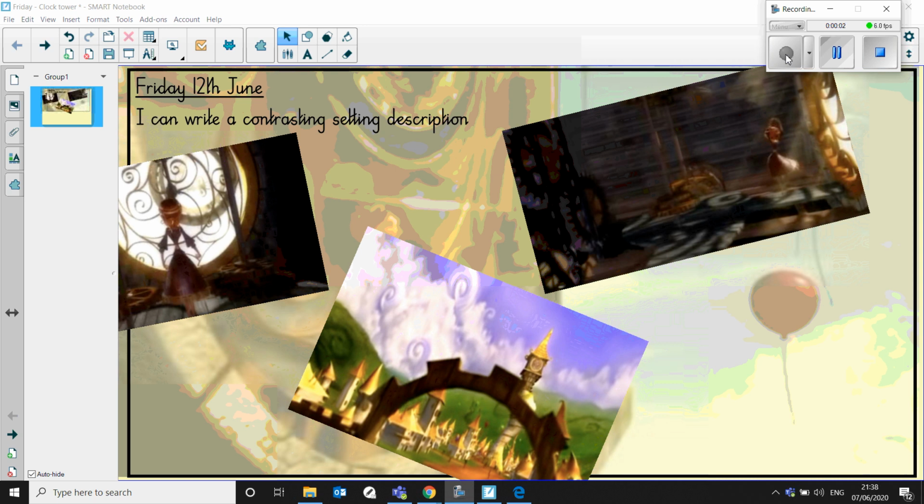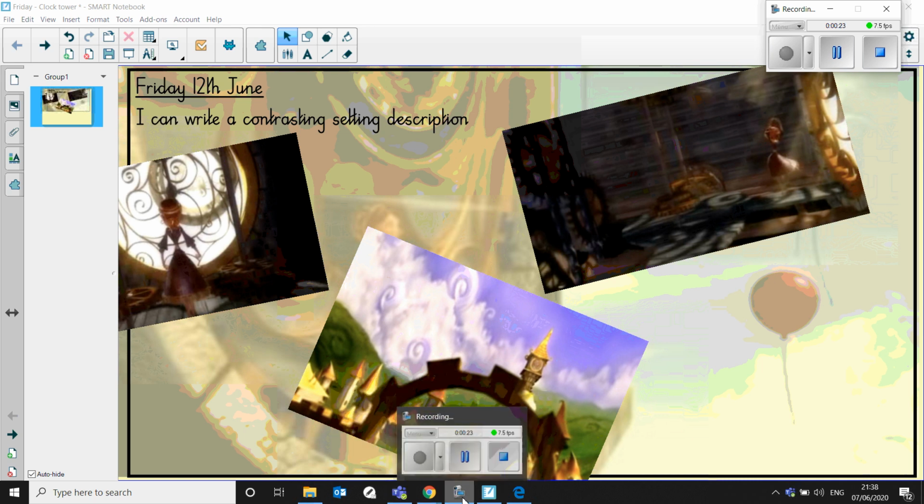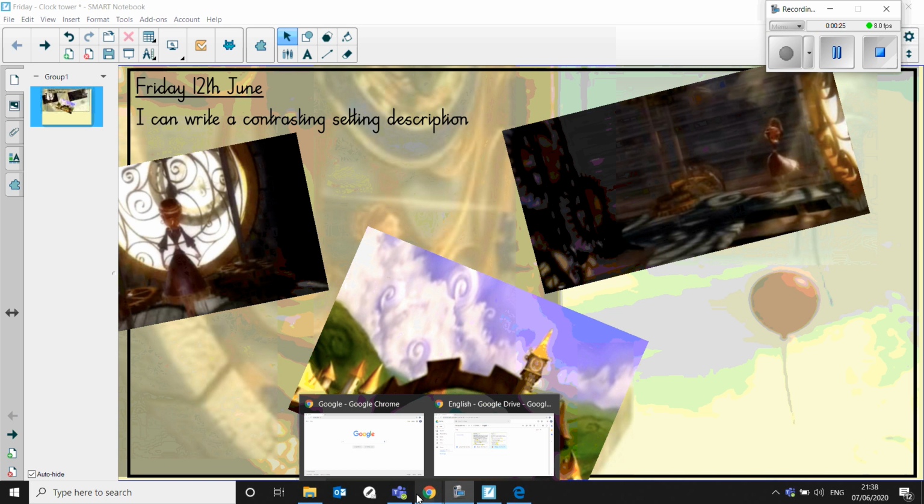Hello again, Year 5, and today for the final lesson of the week we're going to be looking at writing a contrasting setting description. Contrast means different, so we're going to be writing two very different paragraphs to describe a setting. I'm going to take you straight to the task sheet today because a lot of the information that you'll need for your writing is on there. Okay, let's have a look.